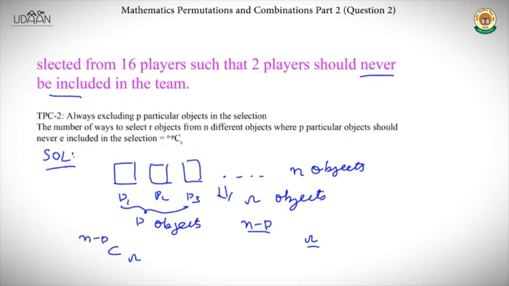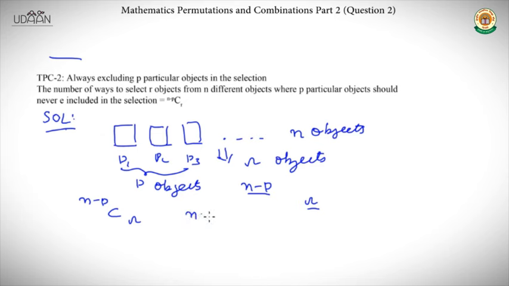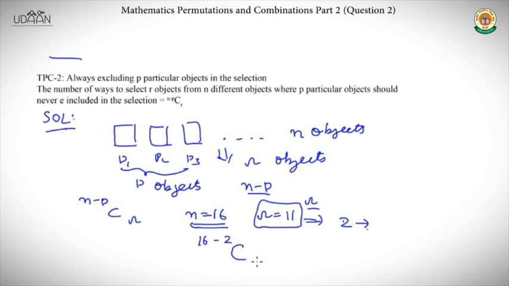When talking about the question, we have n equal to 16, that is, we have 16 players, and r equal to 11, that is, we have to select 11 players. And now we have 2 players such that they are never to be included. So according to the formula, 16, that's n, minus p, that's 2, C r, that is 11, is our final answer, that's 14C11.